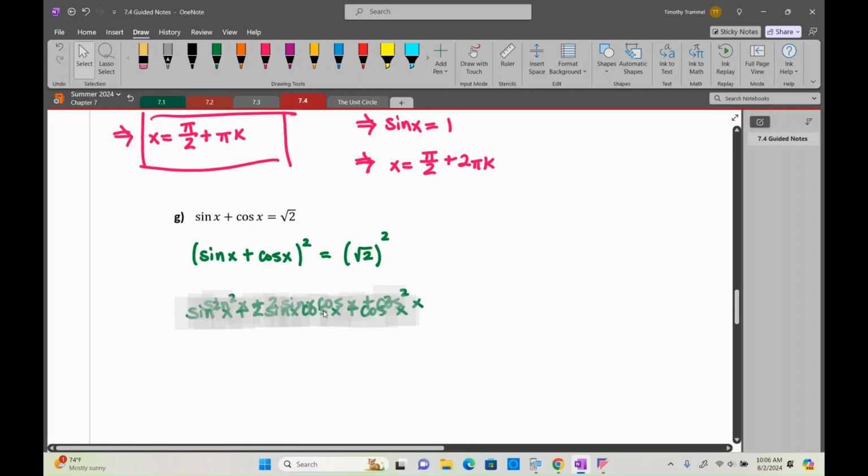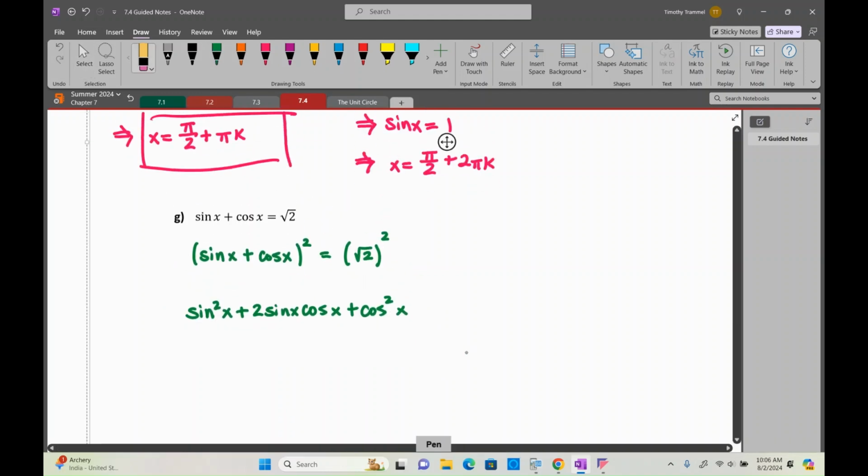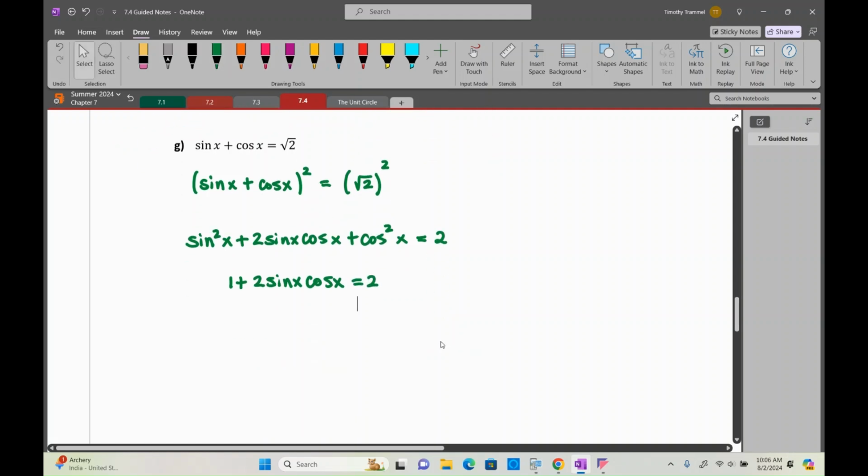Then, from there, I have on the right-hand side root 2 squared, which is just 2. And then from there, I know that this thing plus this thing squared is just 1. So now I have 1 plus 2 sine x cosine x is equal to 2. And then we could subtract 1 on each side. And then 2 minus 1, that's just 1.